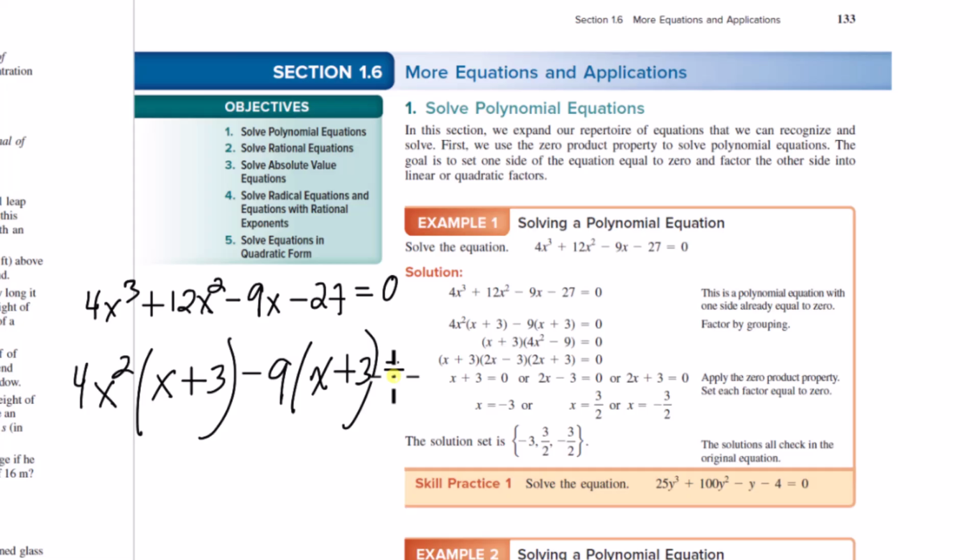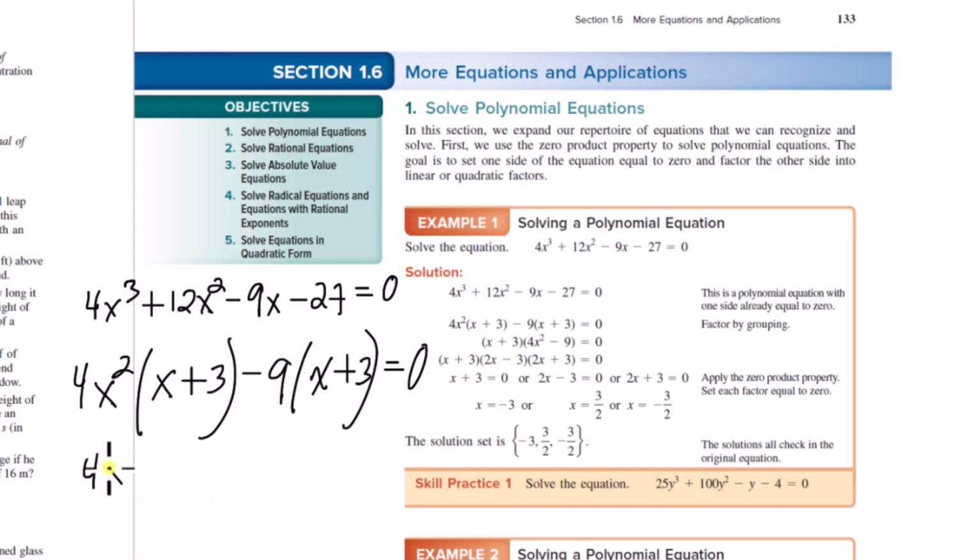You might wonder, it's so convenient that the grouping worked, right? But in reality, you'll try grouping and it won't work. Again, when we get to chapter 3, you'll see that even if none of the methods we learned in pre-algebra for factoring worked, we're going to learn some significantly more powerful methods for factoring. So you'll be able to factor any polynomial.